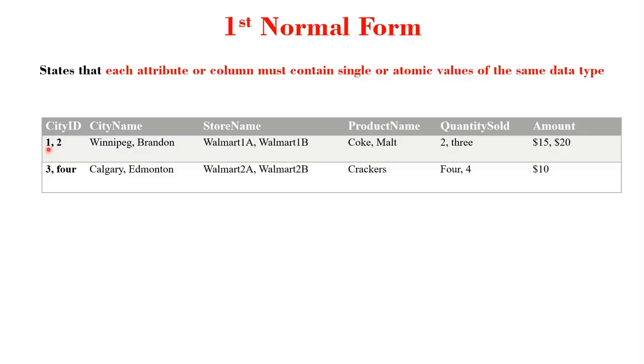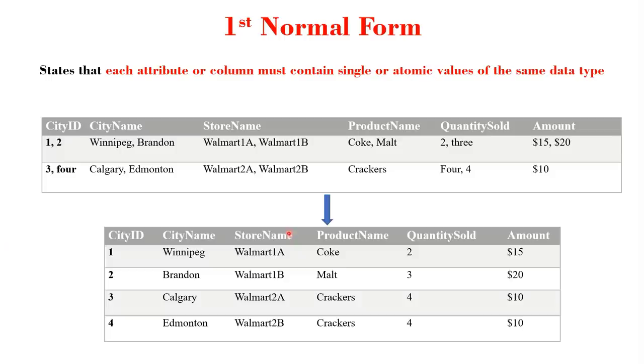So we cannot have 1 and 2 all in the same row. We have to take one of those values to the next row. So we have to take 2 to the next row and do the same for 3 and 4. So in this table, we're supposed to get 4 rows. So at the end of the day, for this original table to certify the first normal form, this is how it's supposed to look like.